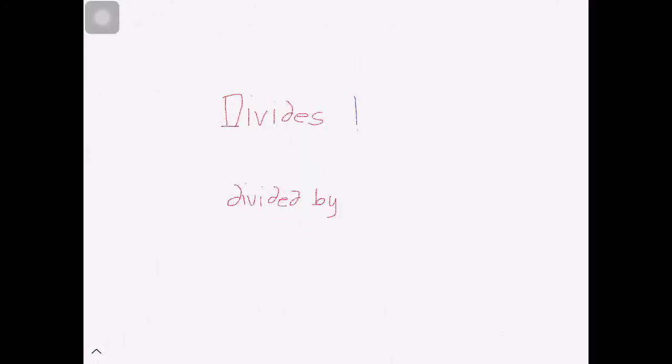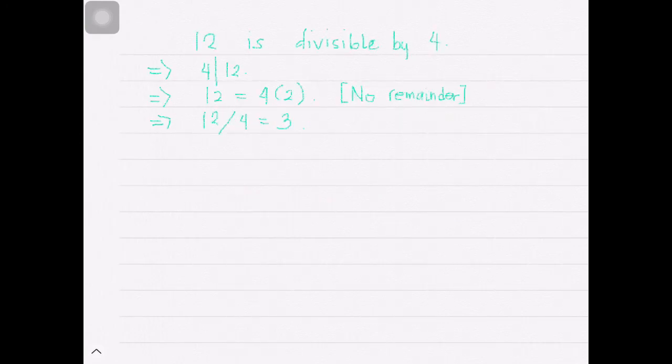Note that divides is different from divided by. So if we have here 12 is divisible by 4, aside from it being the same thing as 4 divides 12, or 12 is equal to 4 times an integer, which means we don't have any remainder. And this is the same thing as 12 divided by 4, and we don't have any remainder.